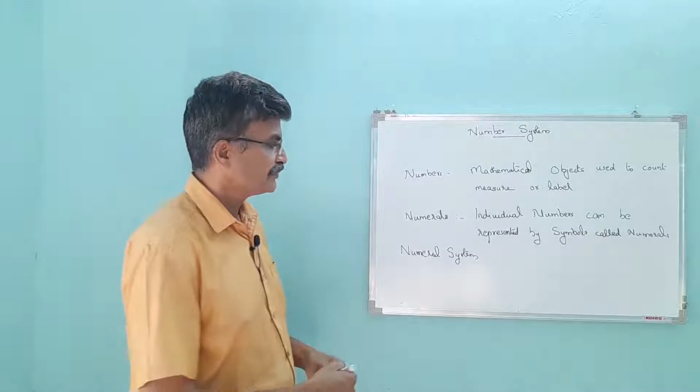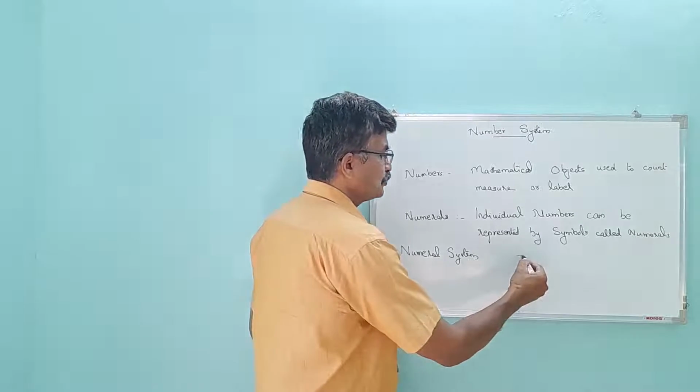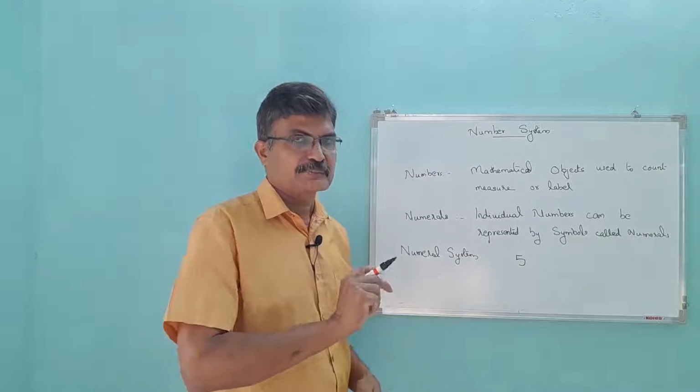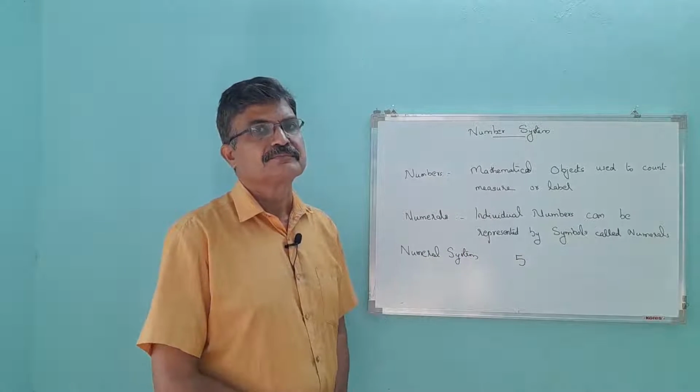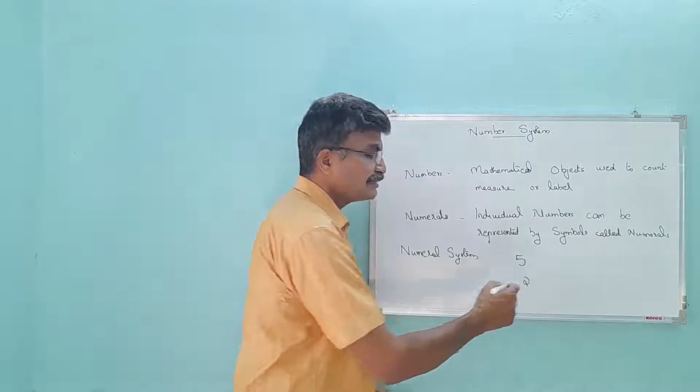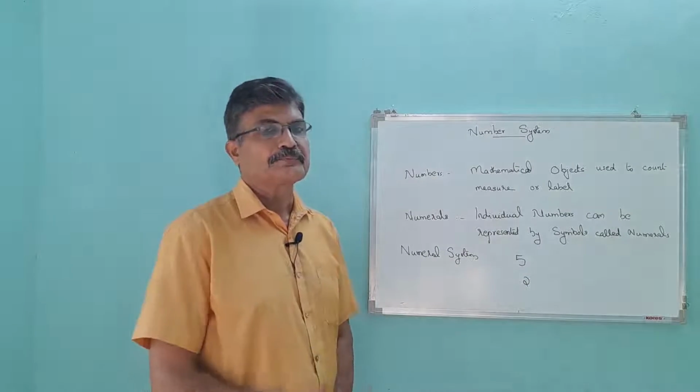For example, 5 is a numeral. This one, 5 is a numeral to represent the number, abstract concept, number 5. 2 is a numeral to represent the number 2.